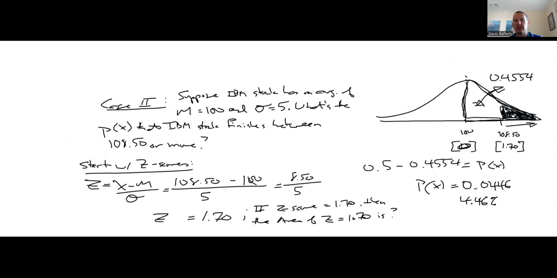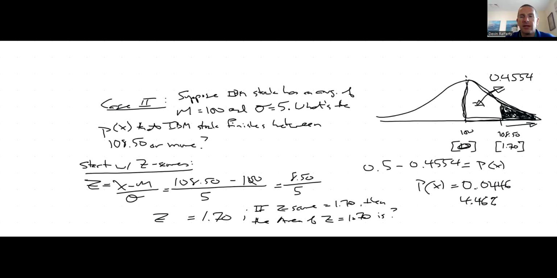So the probability is 0.0446, which means that there is a 4.46% chance that the stock of IBM will finish the day at $108.50 or more. Okay, that's what that's telling me.